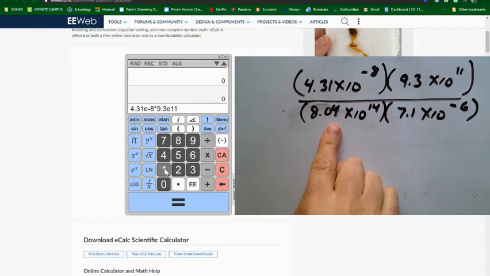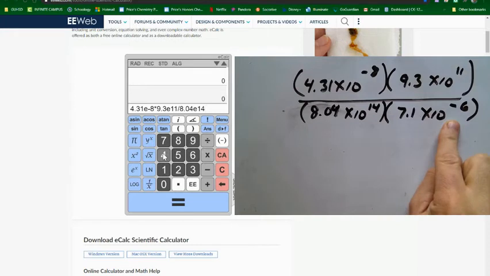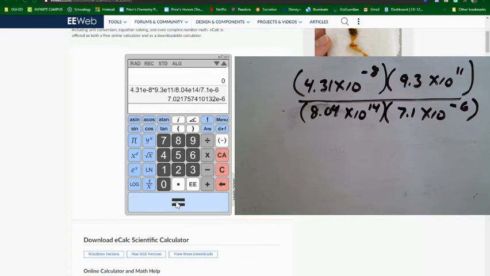Then on the bottom, since it's on the bottom, I'm going to divide. So I go divided by 8.04 EE 14, all right? And then I have another number on the bottom. Instead of multiplying by this, it's on the bottom, I will divide. So I divide again, 7.1 EE negative 6, and I push equals.